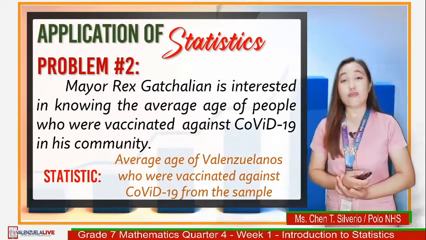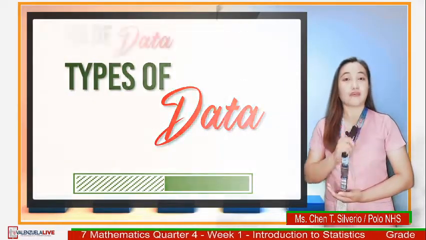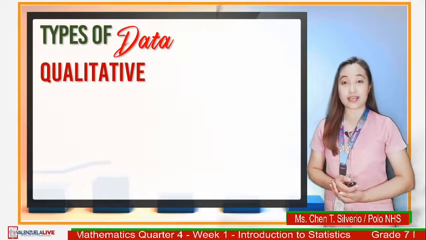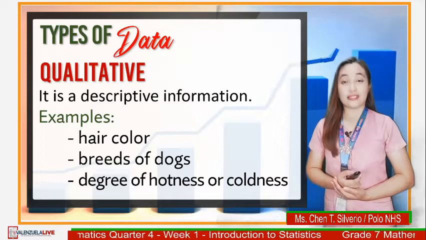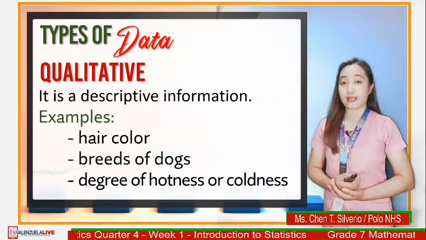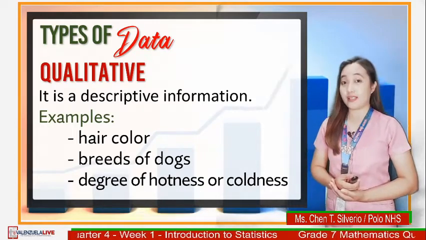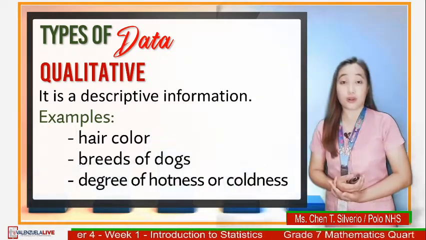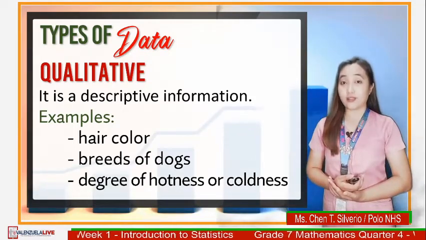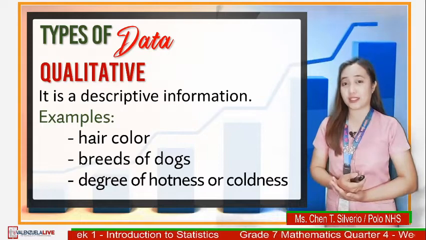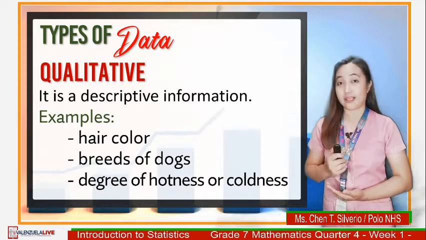Alright, let us now move on to the different types of data. The first one is the qualitative data. From the word itself, it is about the quality, simply a descriptive information. For example, the gender, hair color, and the degree of hotness or coldness. When we say the degree of hotness or coldness, it is not the temperature itself, rather, the category of hotness or coldness.